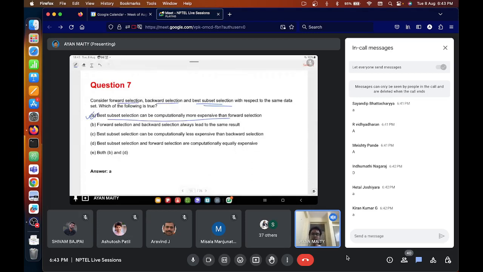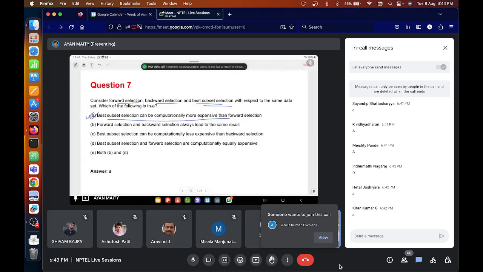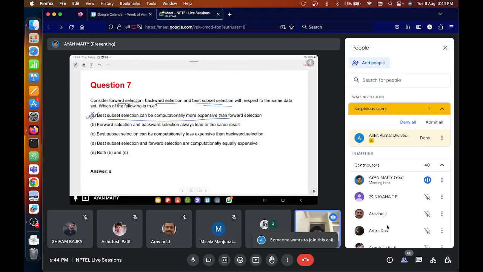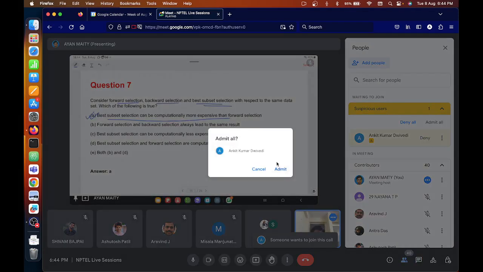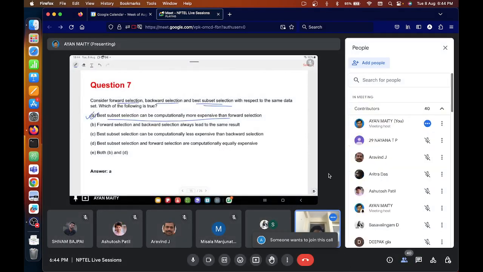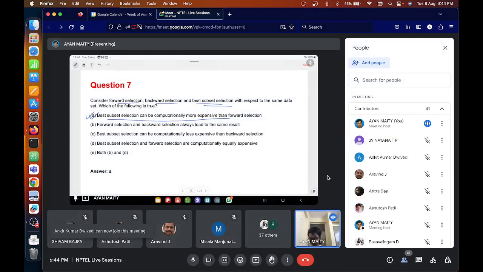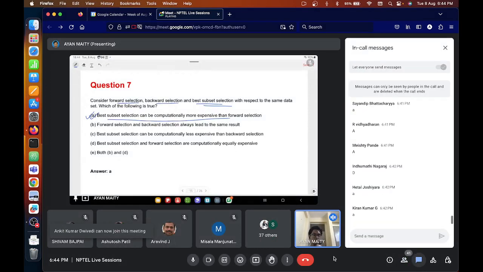And forward selection is very linear in nature, and at every iteration you try to add one feature from the set of all the features that improves the performance of the model. But in case of best subset selection, you try to find the optimal subset of features. So you have to go through all possible subsets that you can form out of the set of features. So that's why option A is the correct answer.